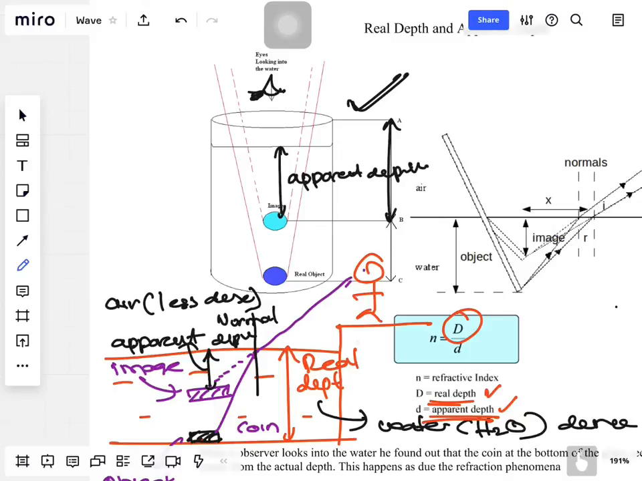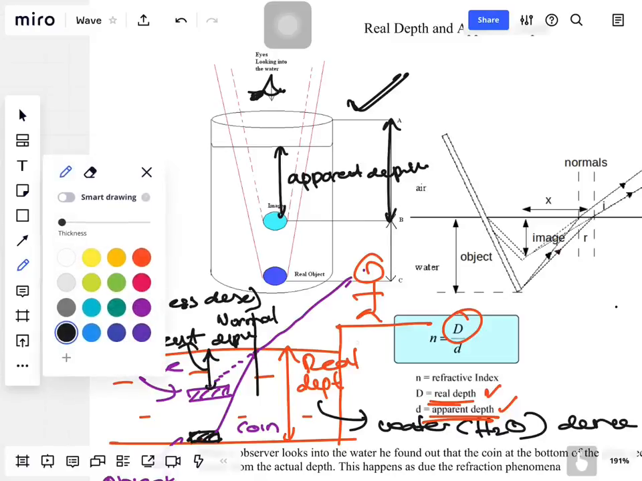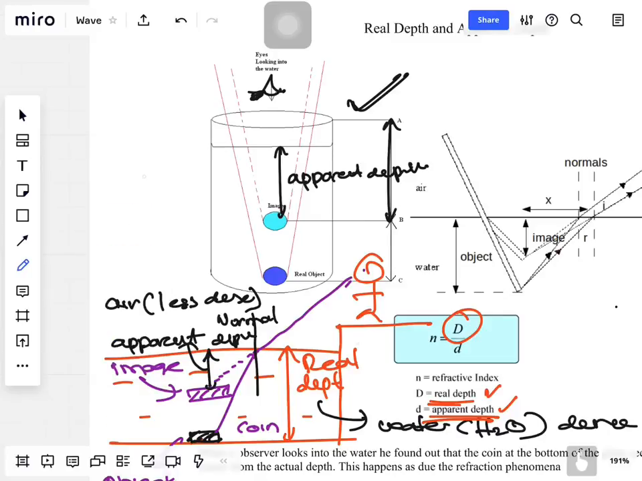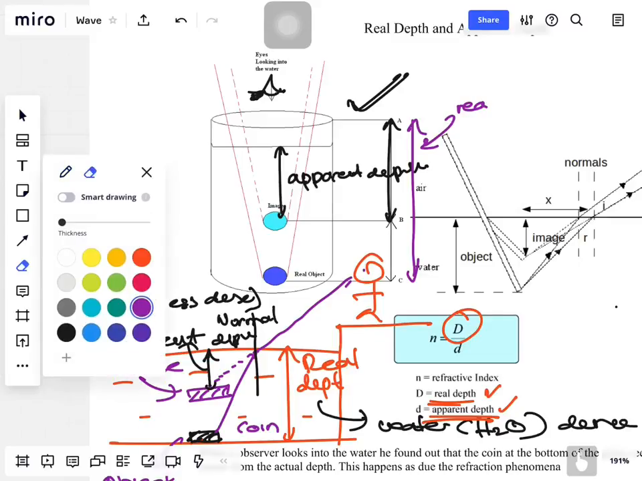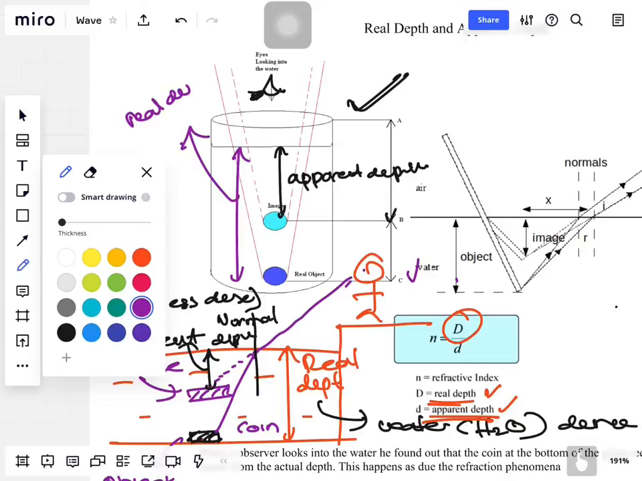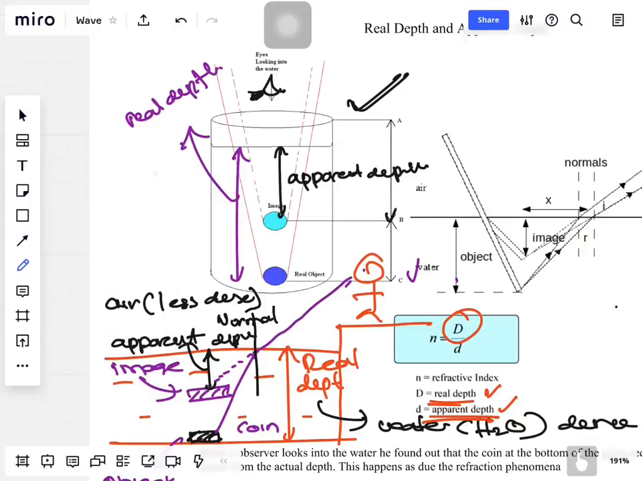Well, this one is actually the real depth. The real depth will always be measured from here to here. We don't measure this way. I'm so sorry, wait a minute. Let me change this a bit. Okay, this apparent depth is from here to here. This is called real depth. By taking the real depth divided by the apparent depth, always measured from the surface, you get the refractive index as well.